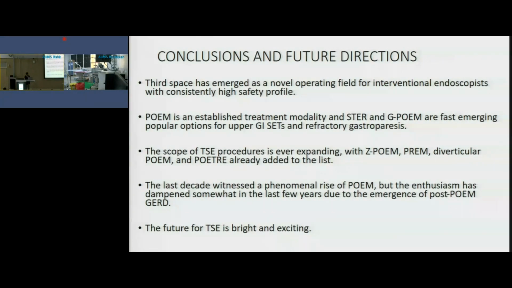The future of third space endoscopy is bright and exciting. I think new procedures can be done because these are minimally invasive and less expensive also. So in private care settings, a lot of things depend on the cost of surgery and all. These are far less costly than the surgical procedures.